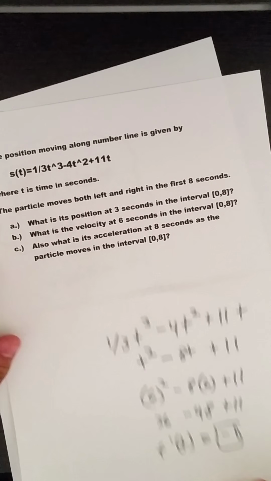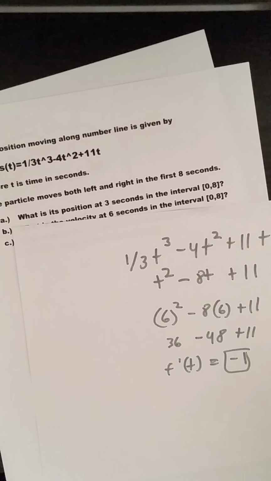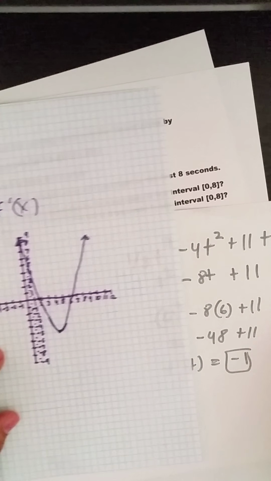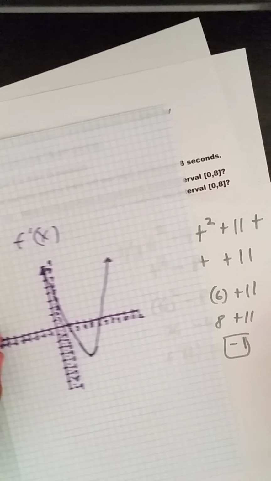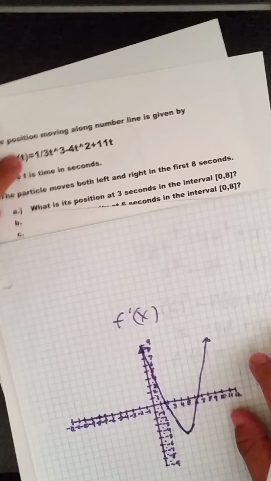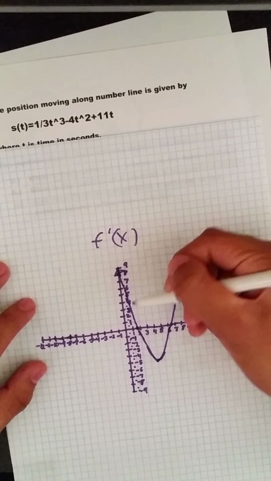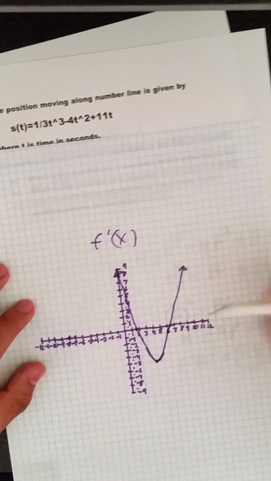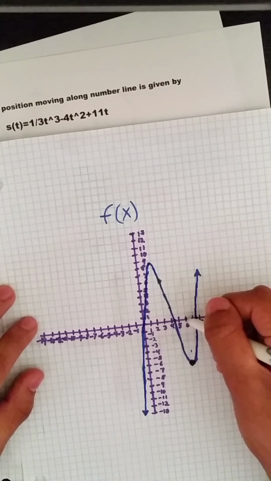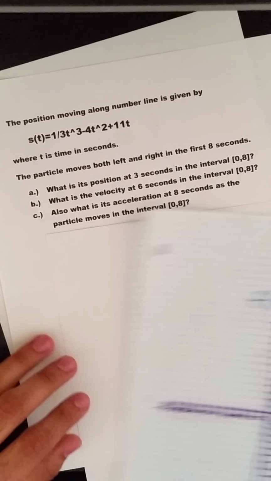So at 6 seconds, for the derivative, the function will look like this. So it will be -1. If we look at it on this graph, we'll be able to see that at 6 seconds, it will be -1. So that's what the velocity will be, -1. The original function tells you the position, but the derivative tells you that at 6 seconds, the velocity is -1.